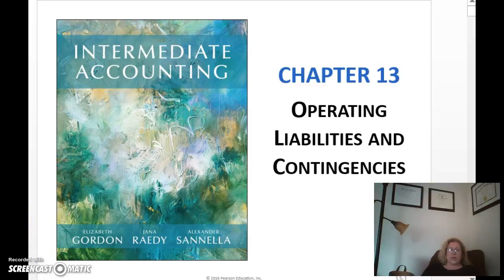In week 5, we're going to cover chapters 13 and 14. Chapter 13 is on operating liabilities and contingencies. In the course of conducting business, companies have interactions with a wide variety of entities. As part of regular operations, companies take on liabilities and many experience contingencies. Chapter 13 addresses operating liabilities and contingencies to let you know about the types of transactions involving liabilities and contingencies that take place in the real world.